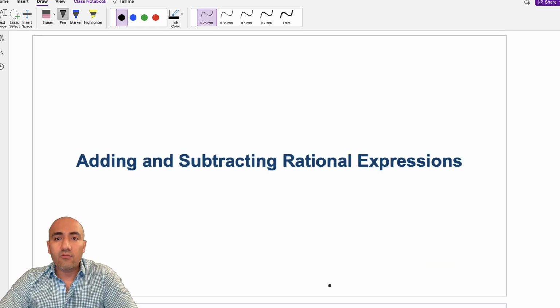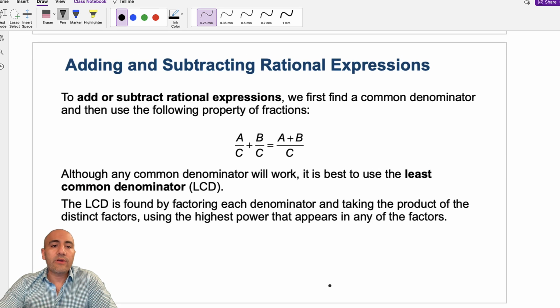Adding and subtracting rational expressions. So now we're going to be working with fractions that fit this form. A over C plus B over C, and we know that they combine to be A plus B over C. So remember that when we're adding fractions, if they have the same denominator, all we do is add the numerators and keep the same denominator. Okay, all right, so hopefully these won't be too bad.